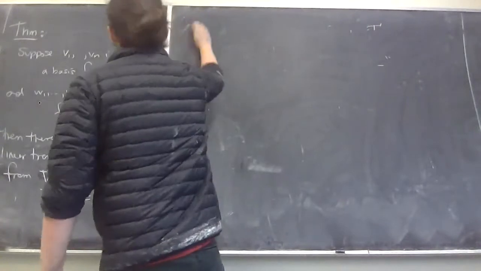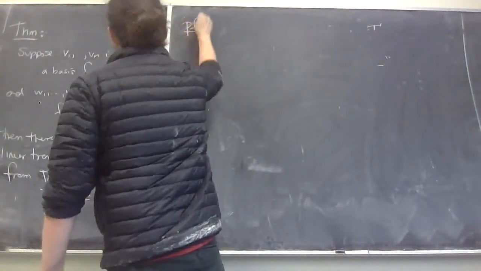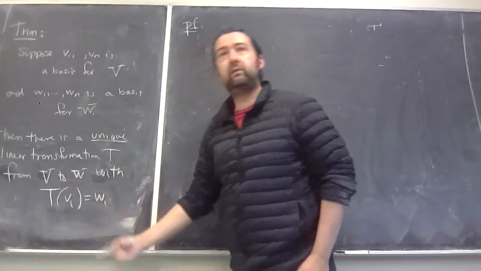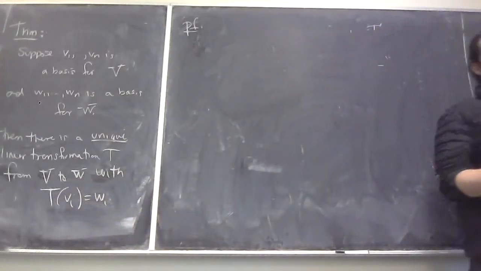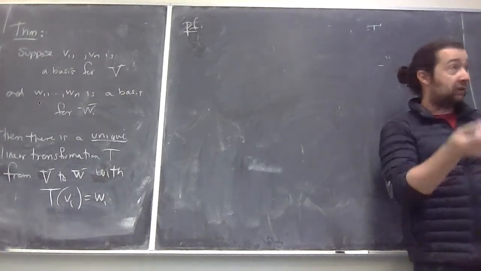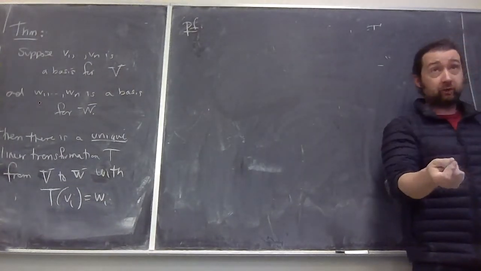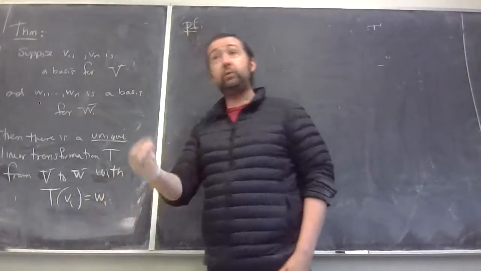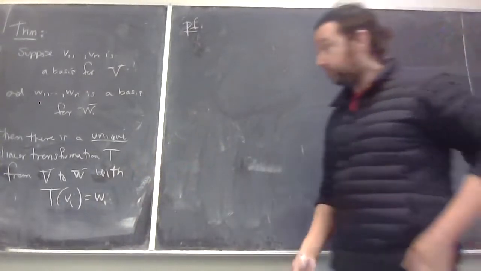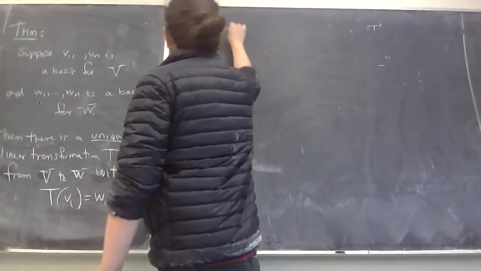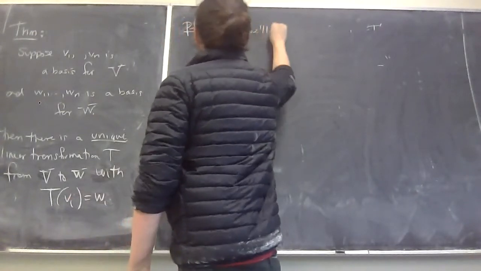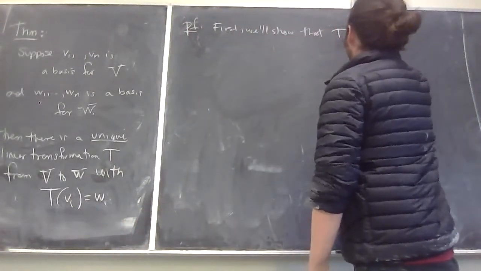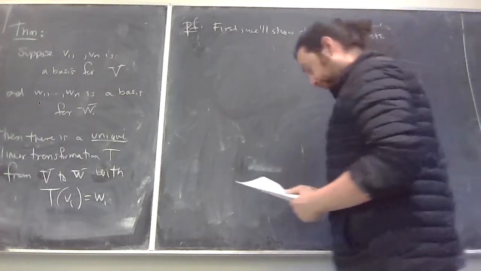Okay, so how would we prove that there's a unique function T that goes from V to W that does this? So if I want to show something is unique, first thing I have to do is show it exists. And then once I've got it, I'll show it's the only one that does what I want it to do, right? So this kind of uniqueness theorem, I'm going to show you what the transformation is, and then I'm going to prove it's the only one that does it. So first, we'll show that T exists.